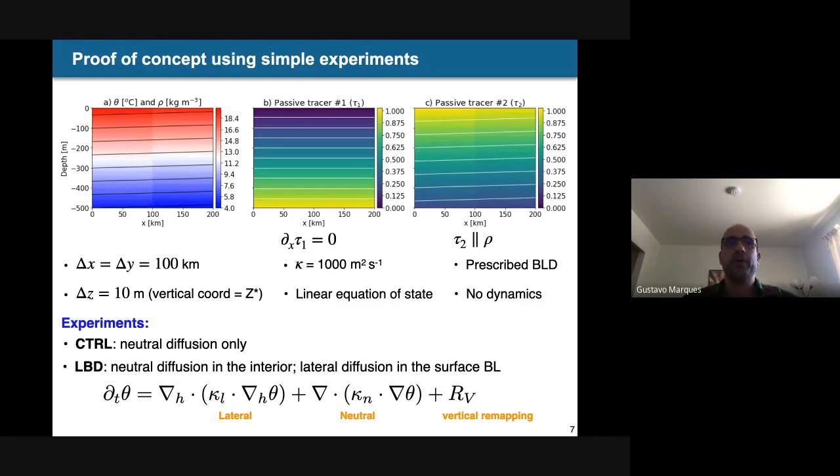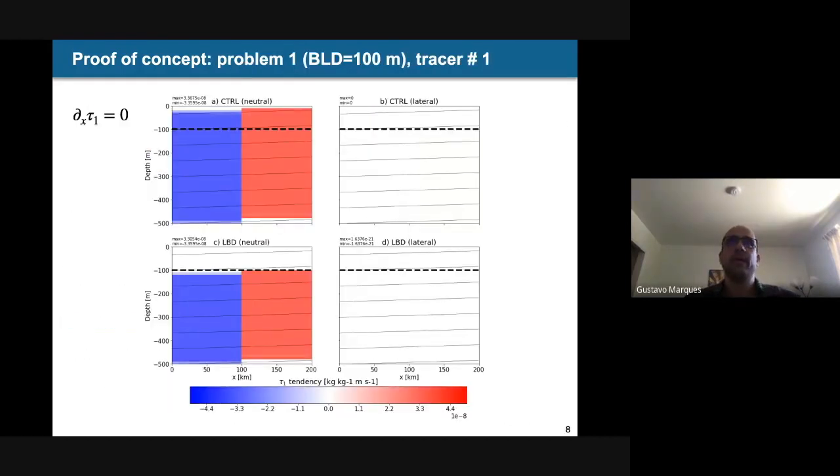For the control, we don't have a lateral diffusion, so it's the last two. And for LBG, all the three terms are acting. So the first problem is if I impose a boundary layer depth, it's 100 meters everywhere, as shown by the dashed line. And I'm going to show tendencies for tracer 1 in this slide. So remember, tracer 1 has no horizontal gradient.